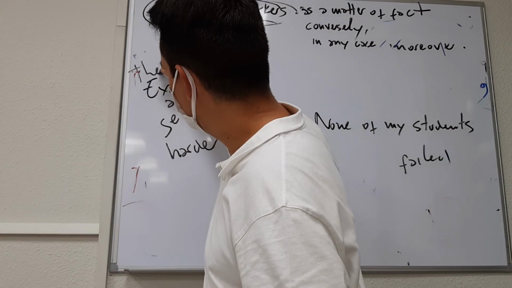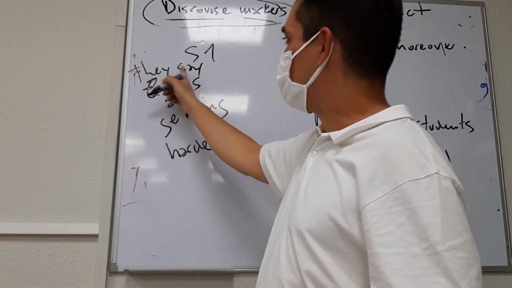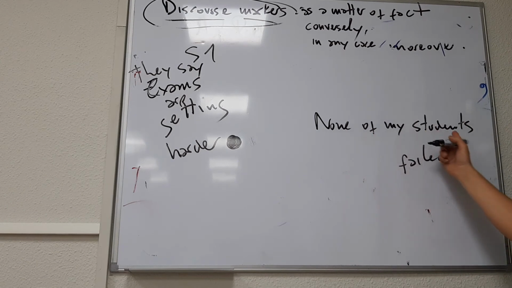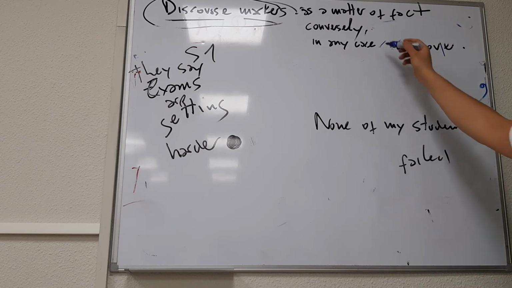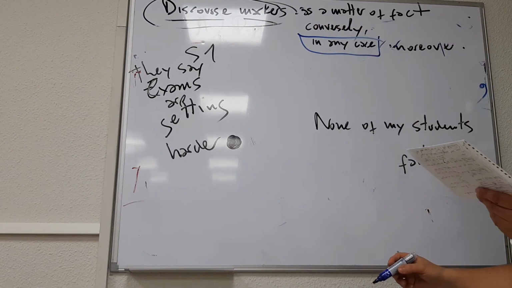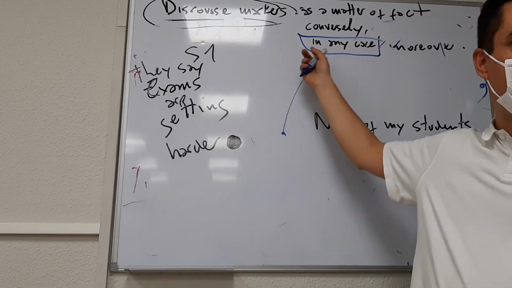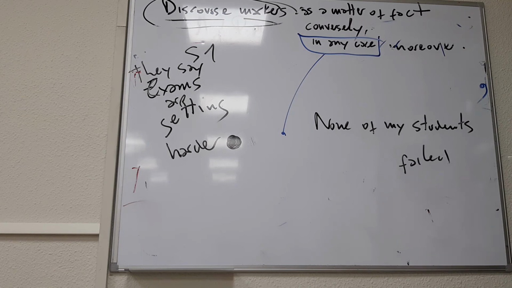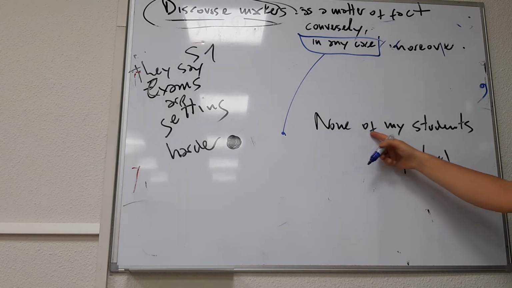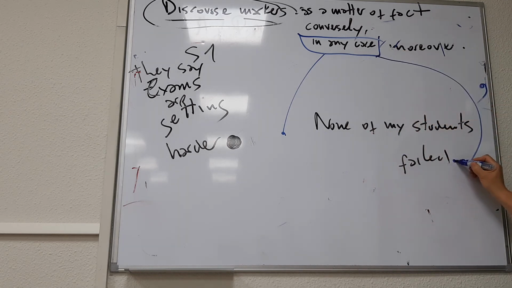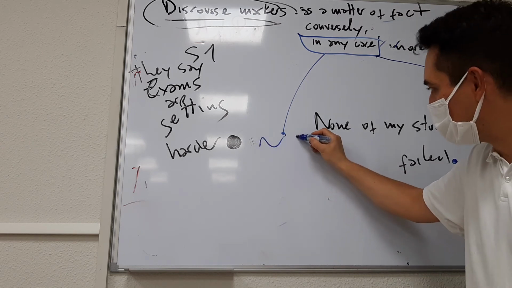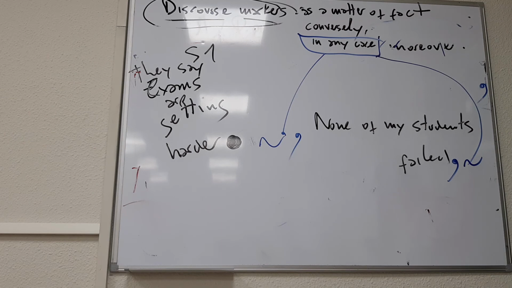They say exams are getting harder. None of my students failed. What is the best discourse marker in this case? I would use in any case. I think however would be even better, but let's use in any case. "In any case, none of my students failed." Another possibility, I would say at the end: "None of my students failed, in any case." So, at the beginning and at the end.